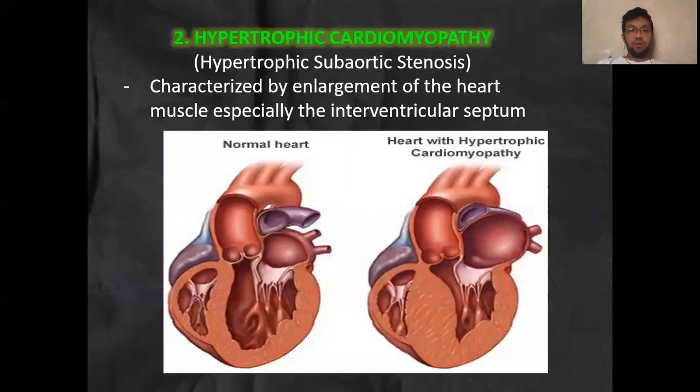Now we go to number 2, hypertrophic cardiomyopathy, also known as hypertrophic subaortic stenosis. As you can see here in the illustration, it is characterized by the enlargement of the heart and heart muscle. And you can see here, the one that is really enlarged is the interventricular septum, the structure that divides the right and the left ventricle. So it is enlarged.